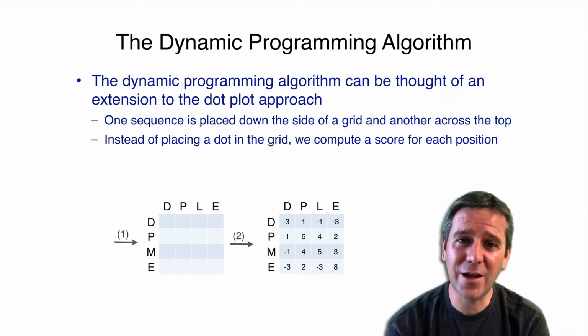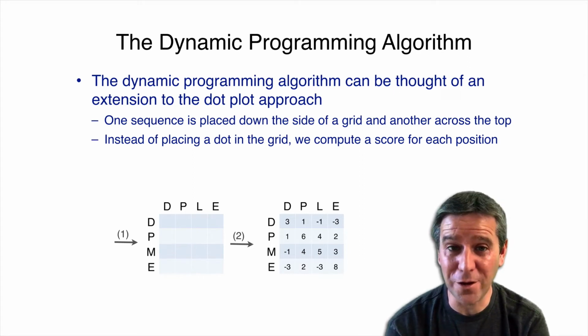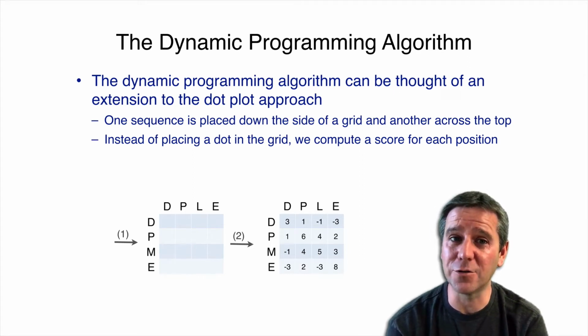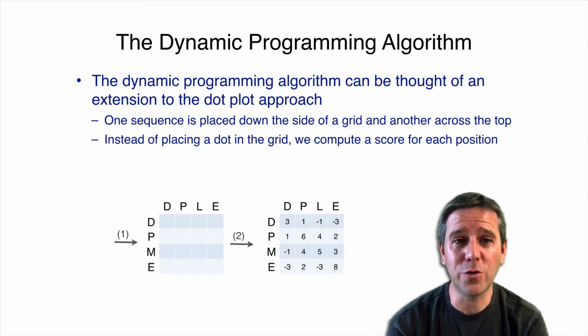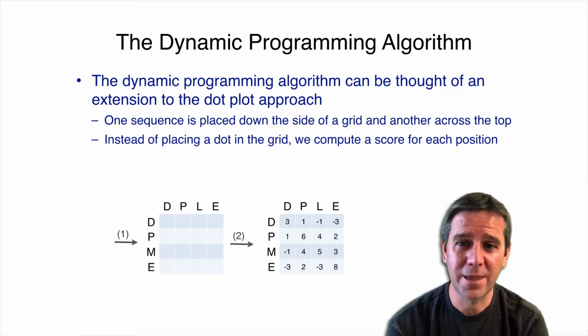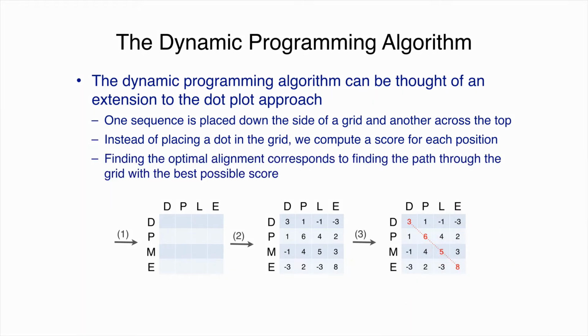Now, instead of placing a dot, as we would in the dot plot approach, inside our grid where the characters match, what we're going to do is compute a score for each cell in our little table, or for each positional correspondence. And then in our final step, we're going to look at those numbers and find the path through that little alignment matrix that gives the best possible score. That's our third step in this dynamic programming approach, in this overview.